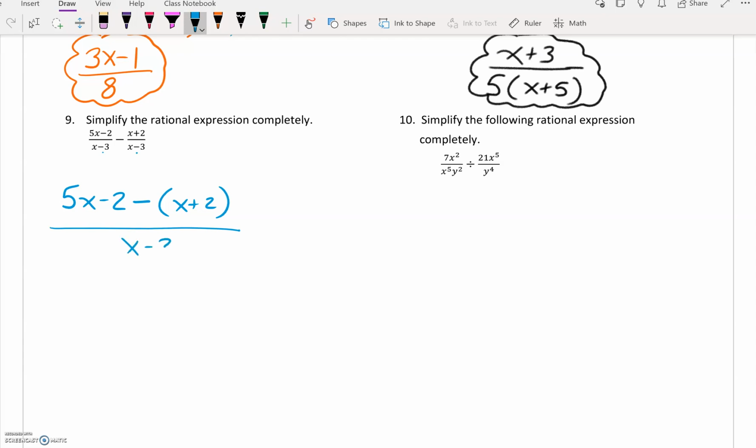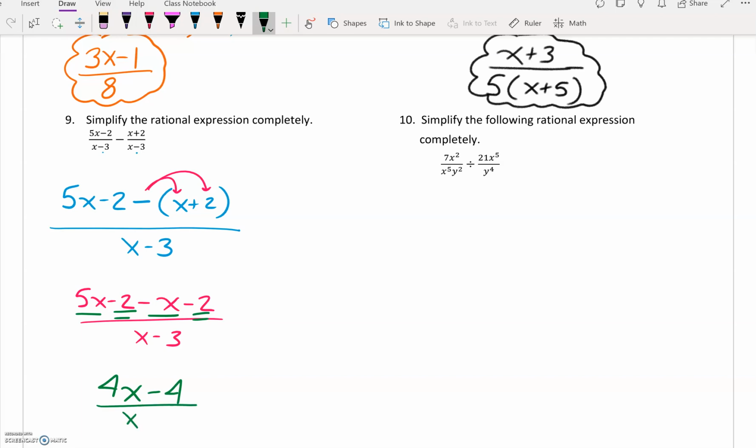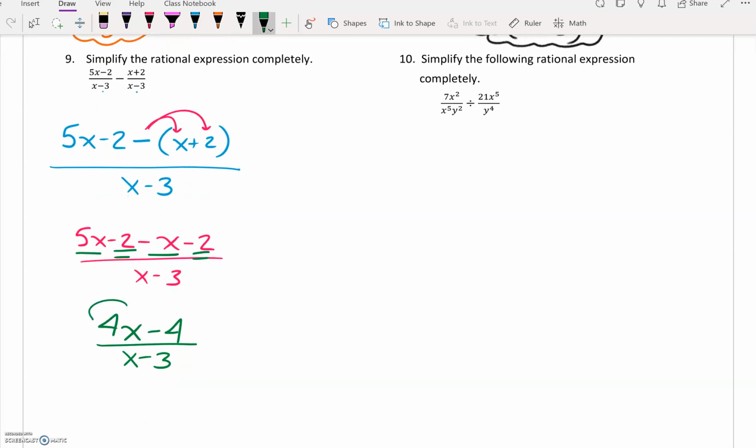Okay, these have that common denominator of x minus 3, so I'm going to write it as one big fraction. But the thing to make sure you do, especially for subtraction, is to subtract both terms here. Okay, so this is really 5x minus 2 minus x minus 2 in the numerator. So we'll go ahead and just combine our like terms. A 5x minus 1x gives me 4x. And then negative 2 minus 2 more gives me negative 4. Okay, and this would be our simplified form of that subtraction problem. 4x minus 4 divided by x minus 3.